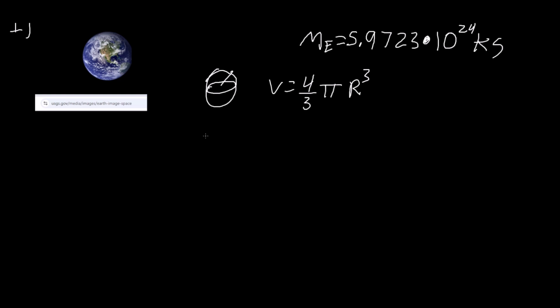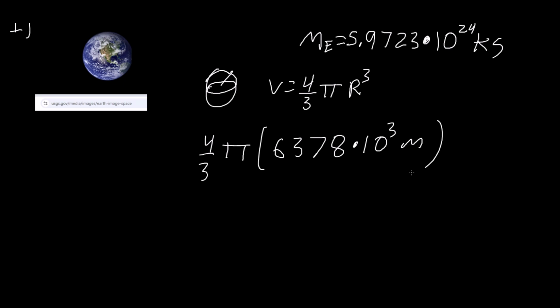So let's get the volume. The volume here is going to be 4/3 pi. The radius is 6378 kilometers. Apparently I have that memorized now. 6378 kilometers, so that's times 10 to the third power meters. Once you put all this in the calculator, the volume of this, I meant to put a cube there.